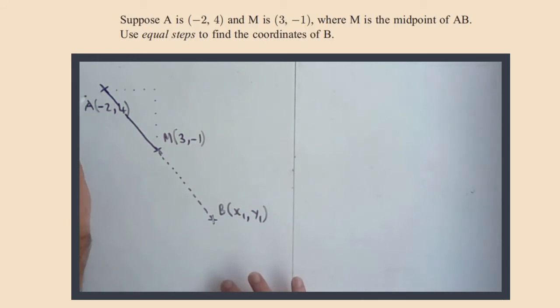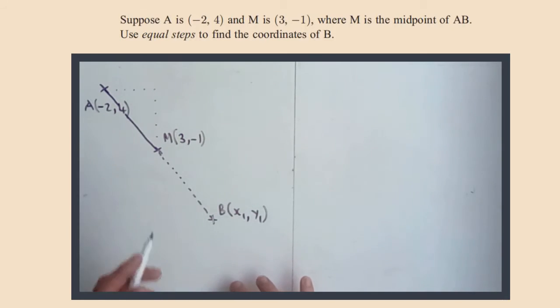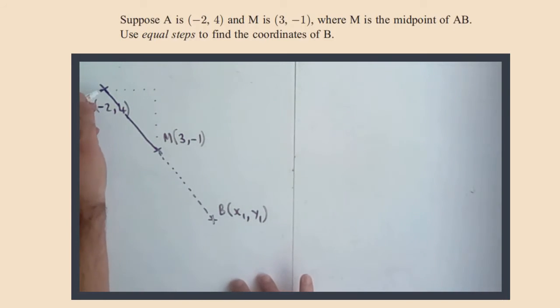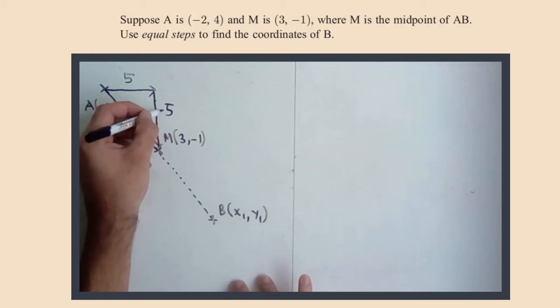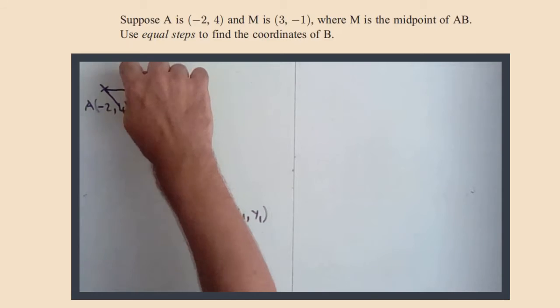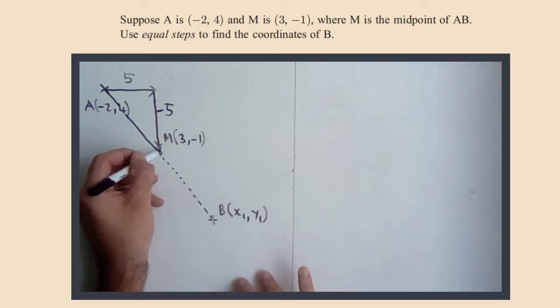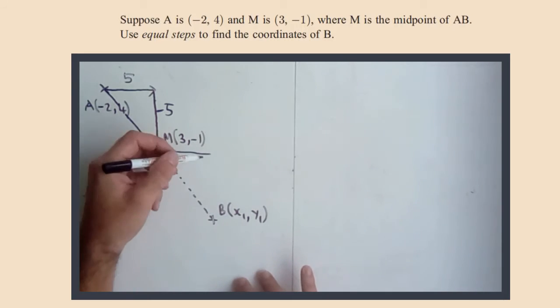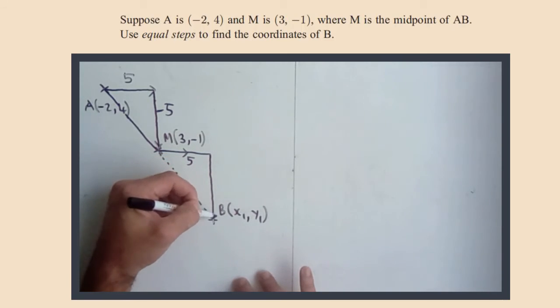So we are going to think about what we did to get from A to M, and then we're just going to do exactly the same thing to get to B. So we went from -2 to 3, so that is 5 spaces to the right, and then we went from 4 to -1, which is 5 spaces down. We might call that -5 because it's 5 down, but you can write 5 down if you want, that's fine too. So to get to B, we're going to have to do exactly the same thing because M is the midpoint. So we're going to do 5 again, and then we're going to do -5.